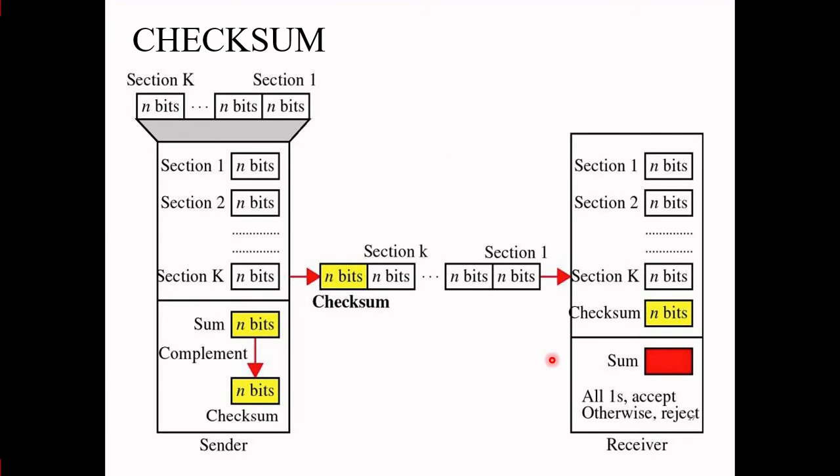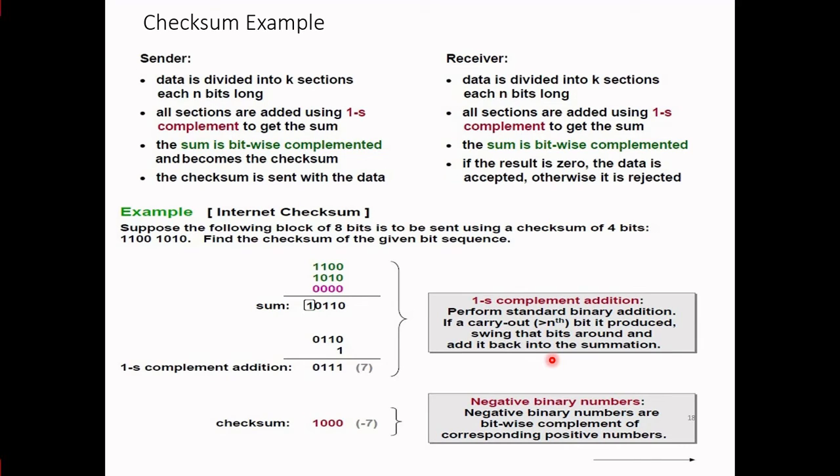This is the diagram of checksum. Now we will take one example. Let's see what we have to do at the sender side and what we have to do at the receiver side. I will explain again over here. So data is divided into k sections, each n bits long. All sections are added using one's complement to get the sum. The sum is bitwise complemented and becomes the checksum. The checksum is sent with the data.